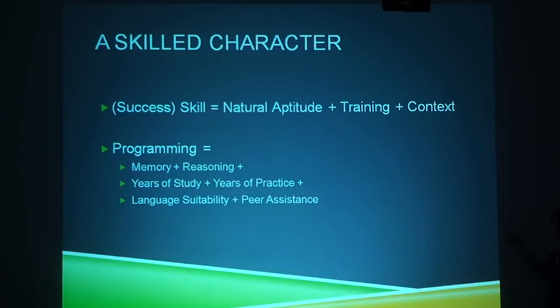So with that information, the chance of success at a skill is a mix of natural aptitude, training, and also the context. Well, apart from the dice that give the element of chance in each attempt. For instance, programming can be defined by the natural aptitude, given by the memory or reasoning of the character, its years of study and practice, and then some bonus depending on the language's suitability for the task at hand and the peer assistance maybe. Apart from chance, those define the chance of success.